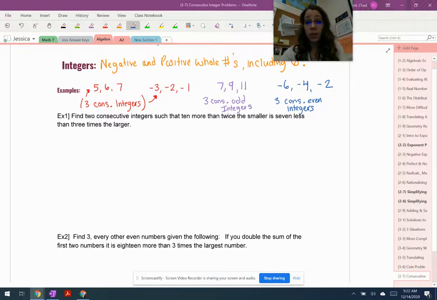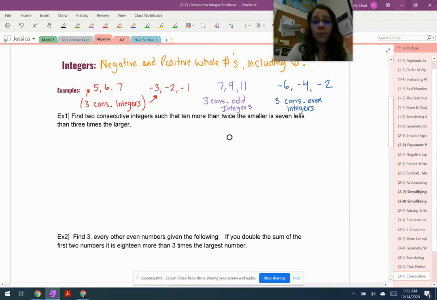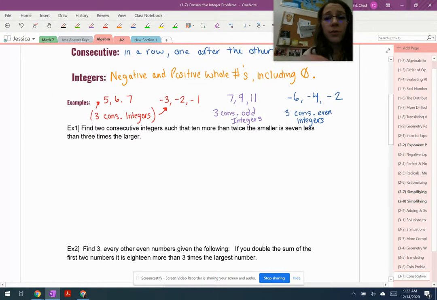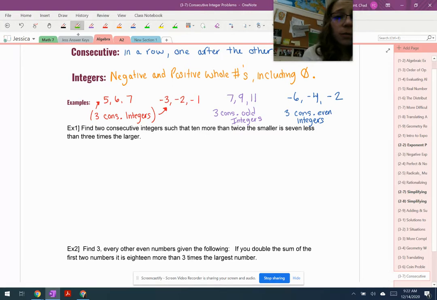Right, so looking at the first example of Algebra 3-7, consecutive integer problems. One more thing before we jump into this first example, and that is me reminding you to label expressions, which are basically like your let statements.